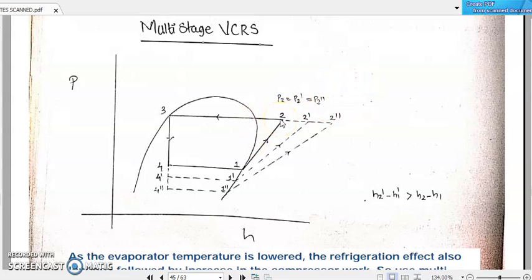practical applications, this temperature lift, the temperature lift means the difference between the evaporator temperature and the condenser temperature, can be very high, especially due to a requirement of a very low evaporator temperature, or due to a demand of a very high condensing temperature. For example, some examples where we may need a very low temperature for the evaporator can be our frozen food industries or some chemical industries.